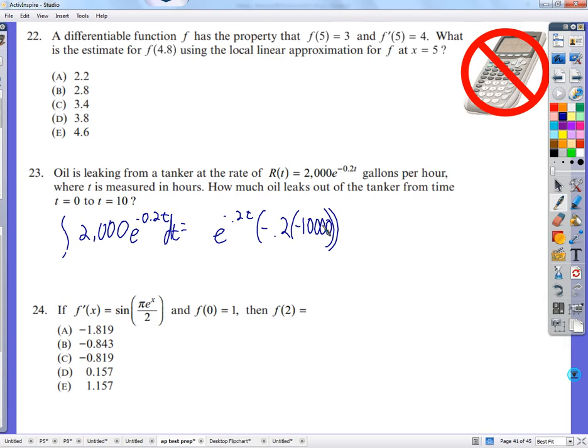10,000. You can't use your calculator. Oh, no, it's 10,000. Negative 10,000? So if you multiply negative 10,000 by negative 0.2, you get 2,000? Yeah.